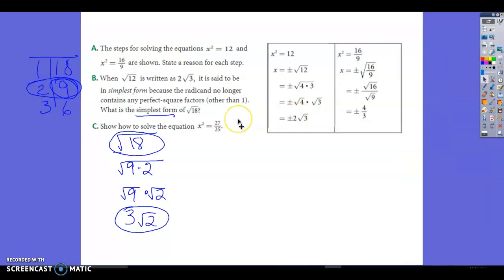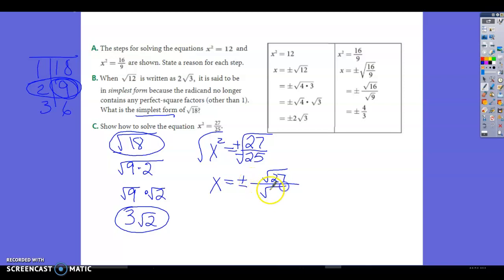All right, so it says show how to solve the equation x squared equals 27 over 25. So now we have an equation, x squared equals 27 over 25. So I'm going to take the square root of both sides. I'm going to have plus or minus here. So I'm going to have x equals plus or minus, and on the top I'm going to have square root of 27, and on the bottom square root of 25.